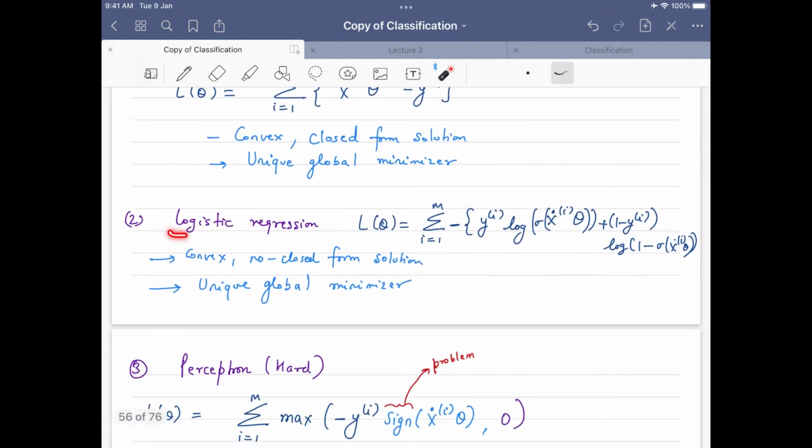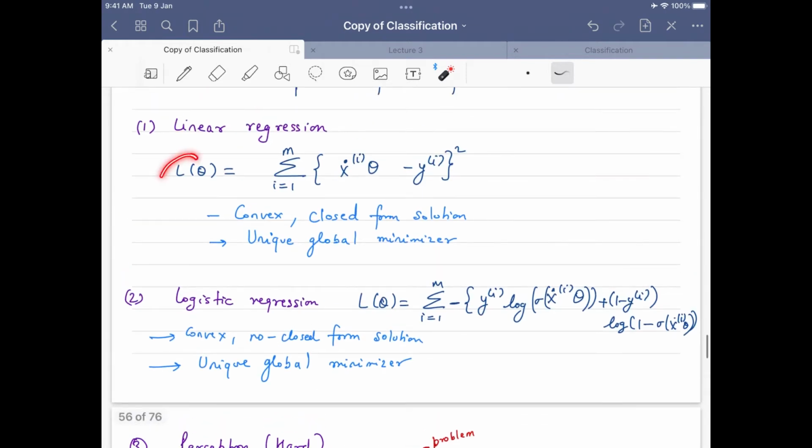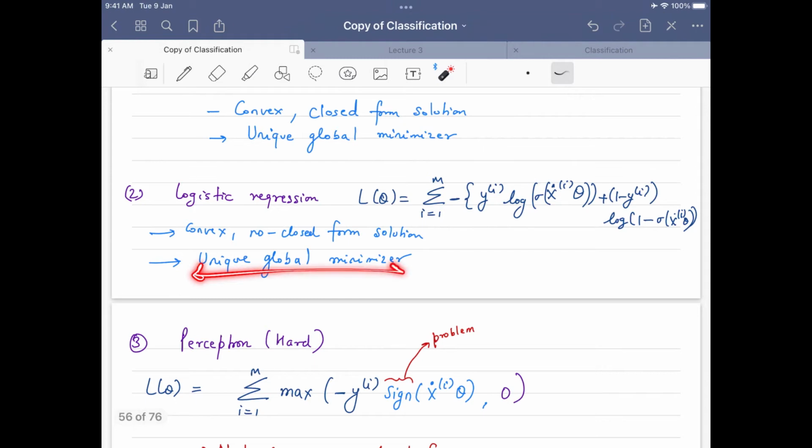Then we have logistic regression, which is given over here. This also you have studied, and you saw that it is a convex function, but it does not have any closed form solution. In linear regression, the closed form solution involved x transpose x and all that stuff. I forgot it right now, but we have that closed form solution for the estimate theta hat. That closed form solution is not available in the case of logistic regression. It also has a unique global minimizer, because this loss function is convex, which we have already discussed.